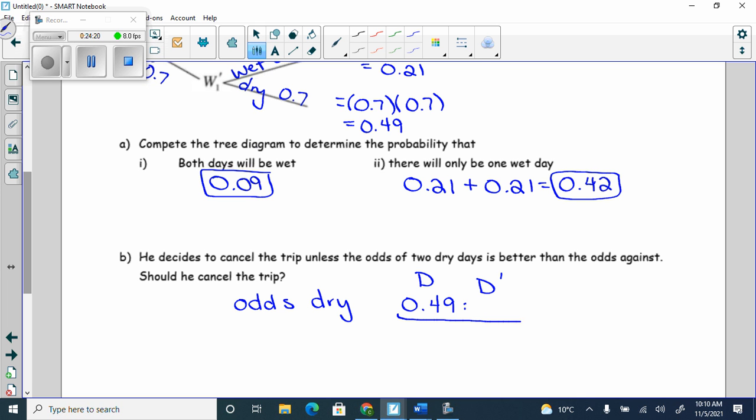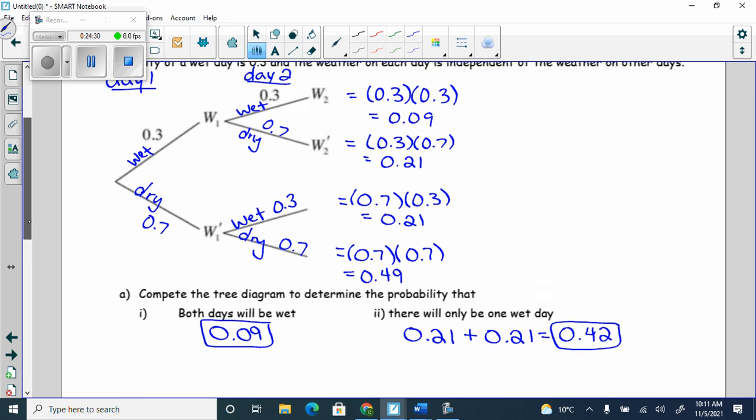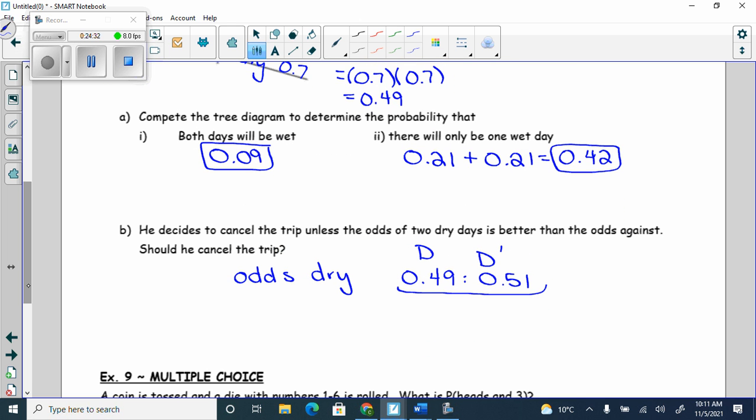When you have probabilities, what should this add up to? 1. So what's dry? I mean not dry. 0.51. And if you add up the other 3, 0.21, 0.21, 0.09, you do get 0.51. Is it dry more than it's not dry? No. So should he cancel his trip? Yes. He should cancel his trip.